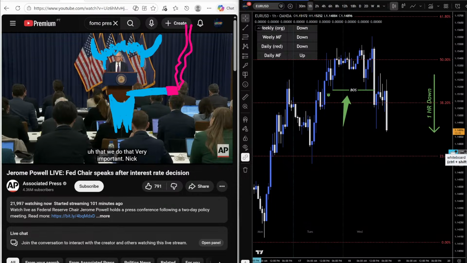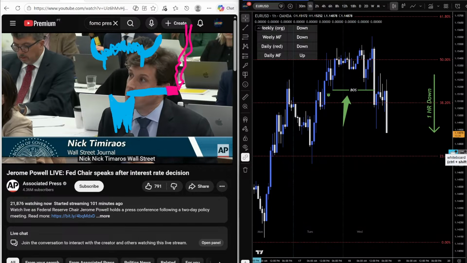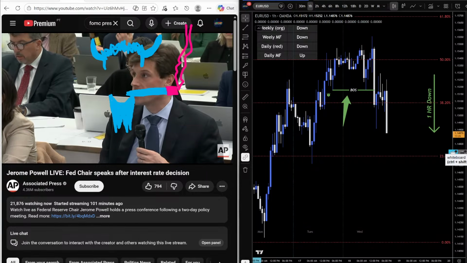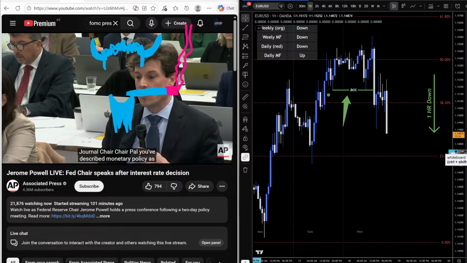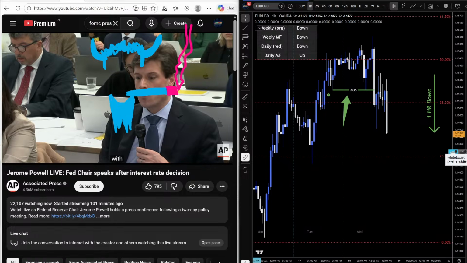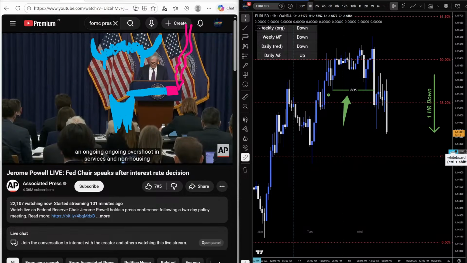Nick Timoros, Wall Street Journal. Chair Powell, you've described monetary policy as modestly restrictive. If the unemployment rate is roughly stable, inflation moving sideways in the high twos, with an ongoing overshoot in services and non-housing services, not just goods, and the economy doing fairly well as you just outlined, what gives you confidence that inflation returns to target over the next couple of years?